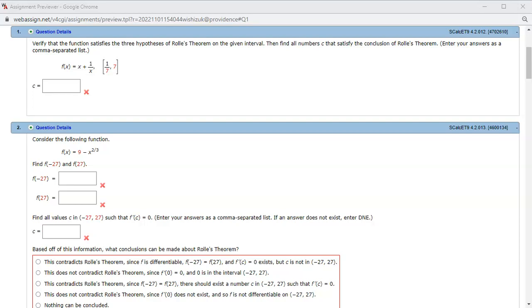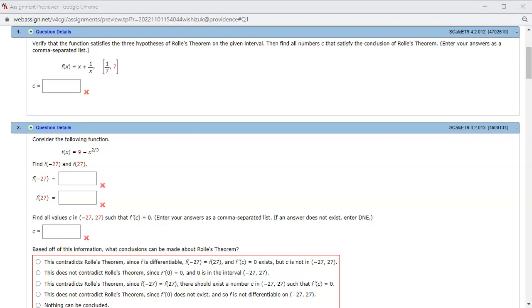All right, let's look at homework 4.2, problem number 1. First we want to verify that the function satisfies the three hypotheses of Rolle's theorem on the given interval. All right, so let's do that. You have f of x is x plus 1 over x.